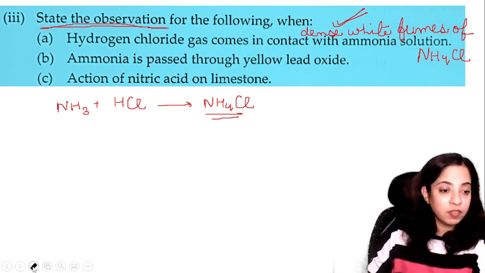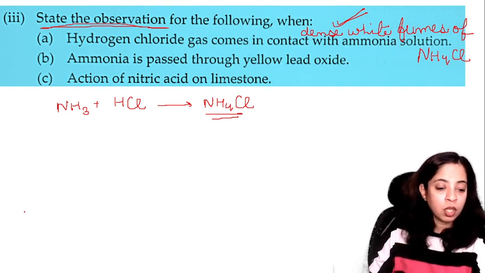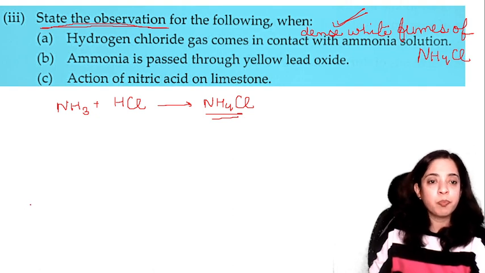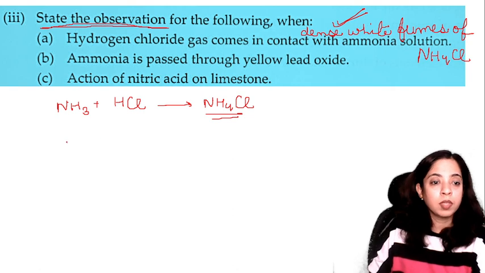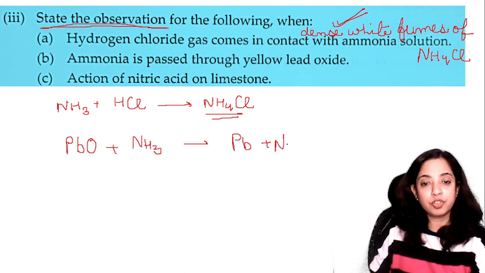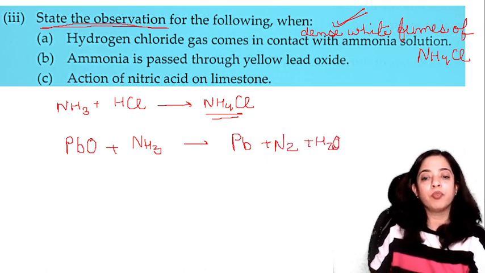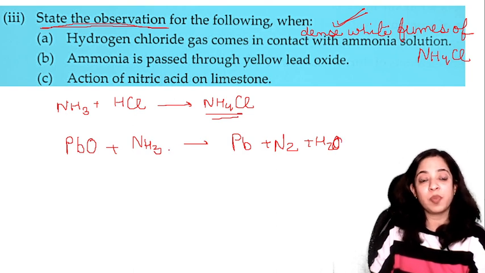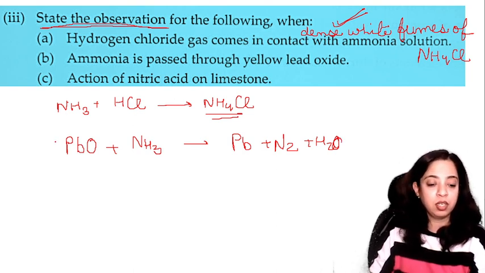Okay, let's go ahead with the next question. When ammonia is passed through yellow lead oxide, what do you see? Okay, so lead oxide, yellow lead oxide is PbO. Okay, when ammonia is passed over this, it will form lead, nitrogen and water. So for all these things, you have to watch my sessions where I've explained ammonia very much in detail. Okay, so just balance this now.